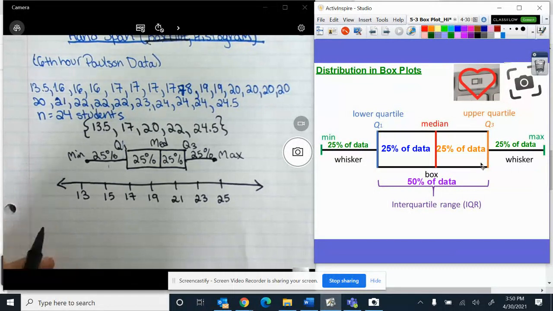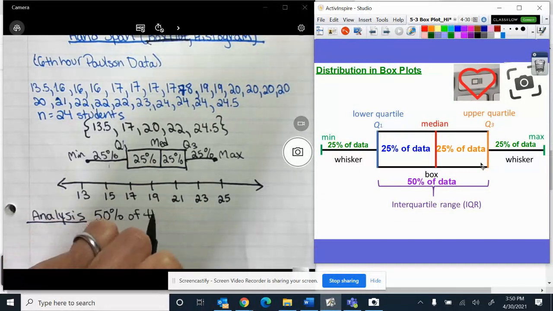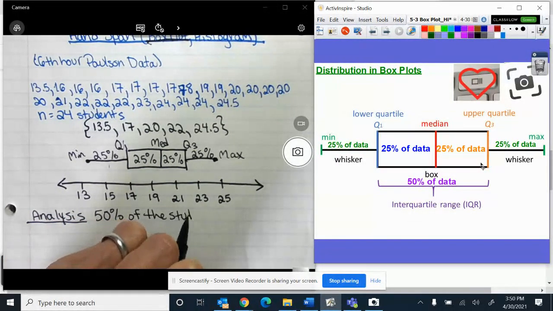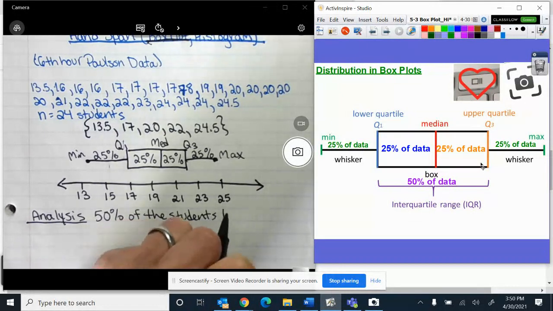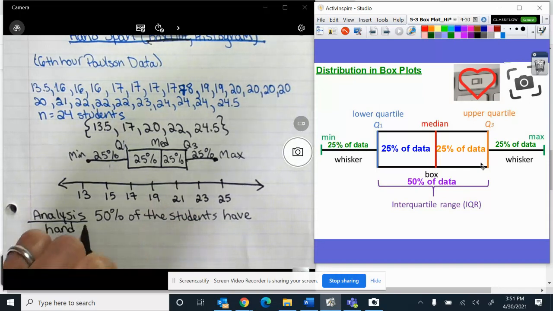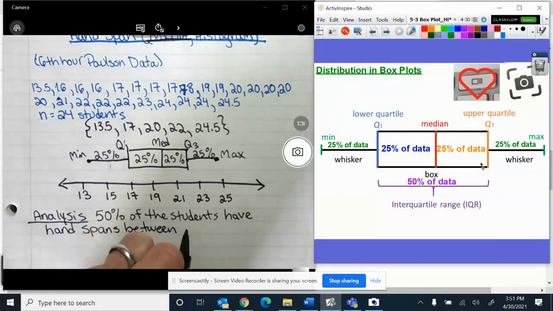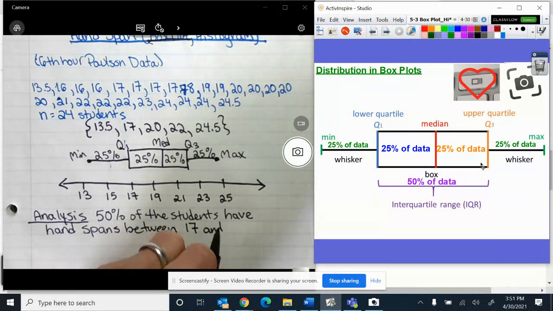So we can say that this is an analysis statement. 50% of the students have hand spans between 17 and 22 centimeters.